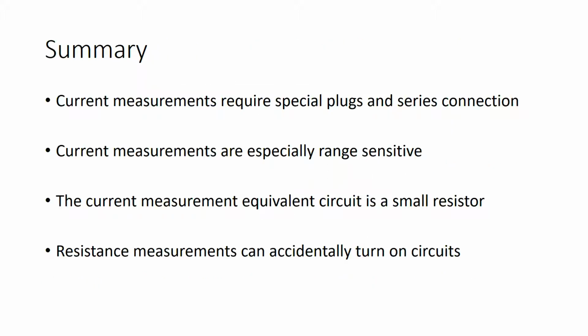So to summarize the main points of this video, current measurements on a multimeter require you to use special plugs, and they also require that your multimeter is connected in series with your measurement instead of in parallel. And that's because current measurements are especially sensitive, and you want to be really mindful to make sure that you only put small currents through the multimeter when you're measuring low range currents. They're range sensitive because the current measurement equivalent circuit is just a small resistor. And then changing gears briefly, resistance measurements are interesting, but you have to remember that they can accidentally turn on circuits which will give you spurious results.